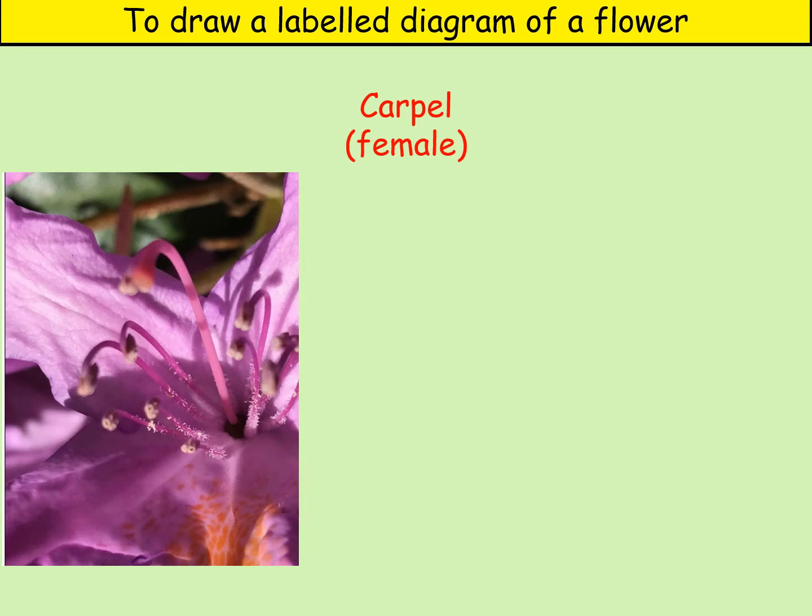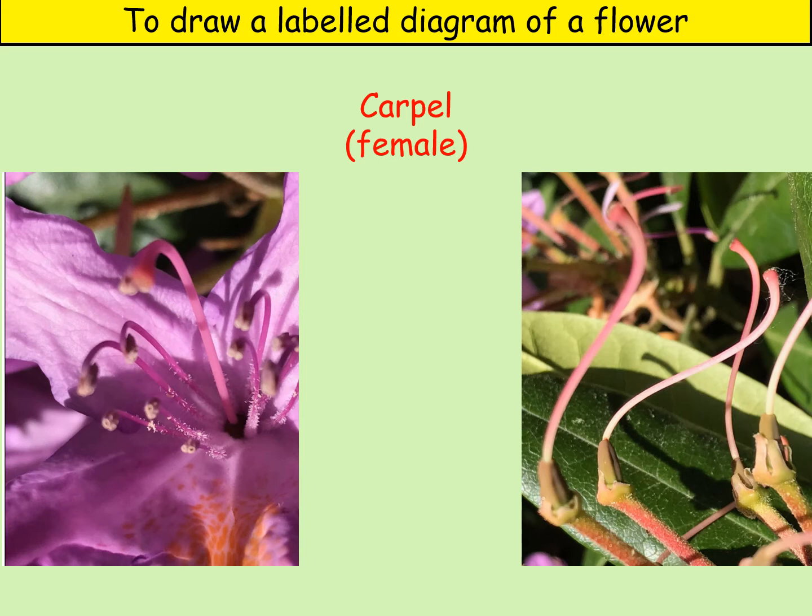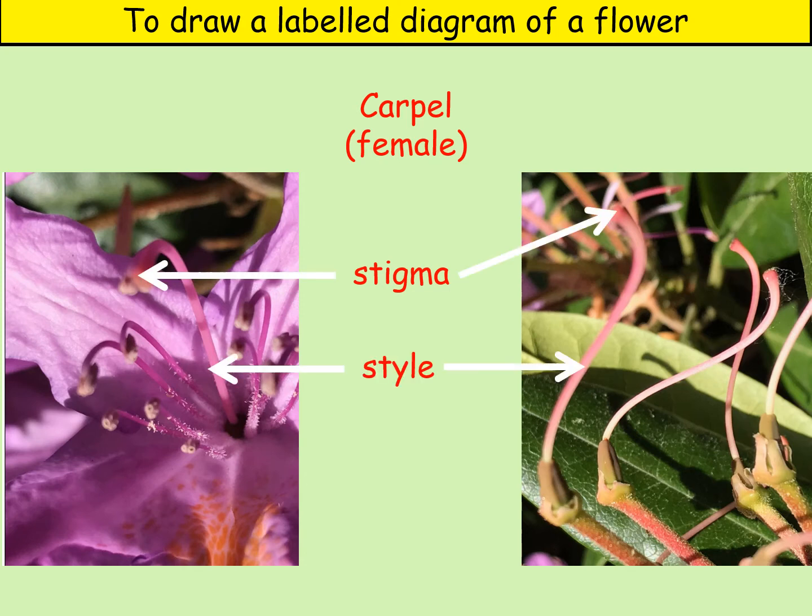Let's check where the different parts of the carpal are on this photo of a rhododendron flower. This photo shows the same flower after its petals have fallen off. Here is the stigma and the style. Now, you can't see the ovary in this photo with the petals, but it's easy to see on this photo once the petals have fallen off.